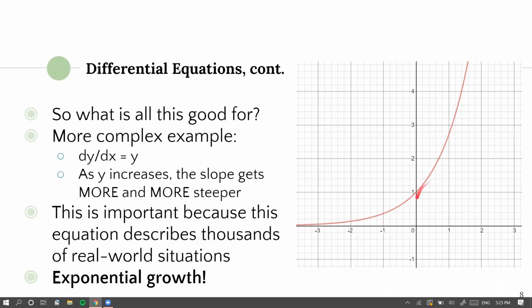So that's an example in the real world of when the steepness of the graph, which would be how fast the population is growing, is proportional to, well, sort of equal to, the number of how many of that thing you have in the first place. So hopefully you guys get that.